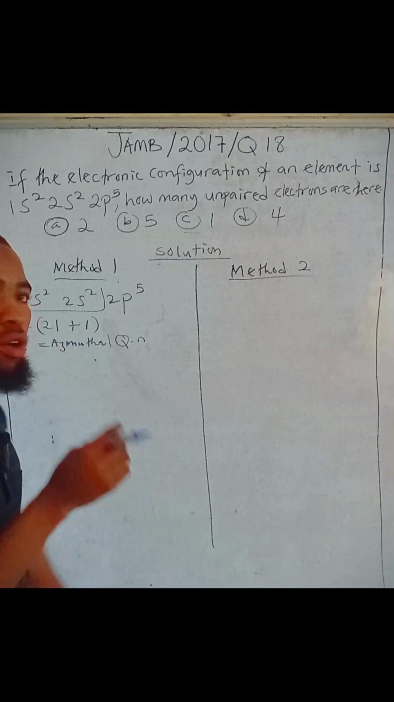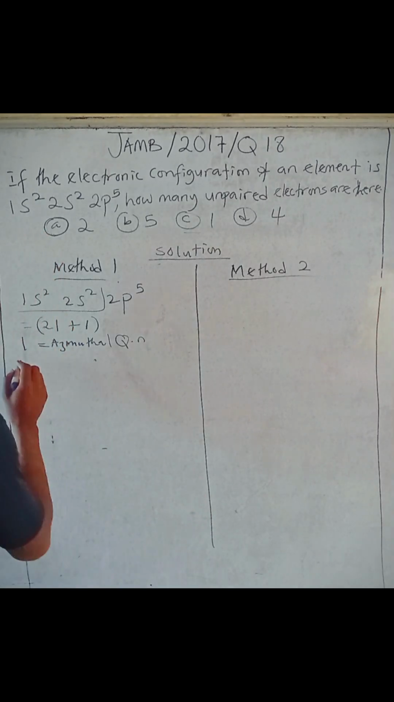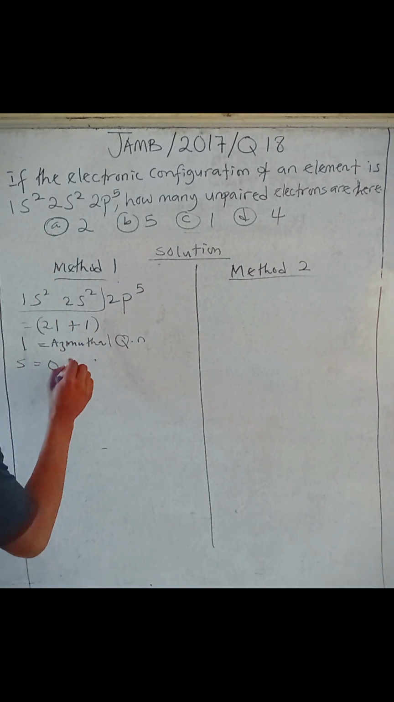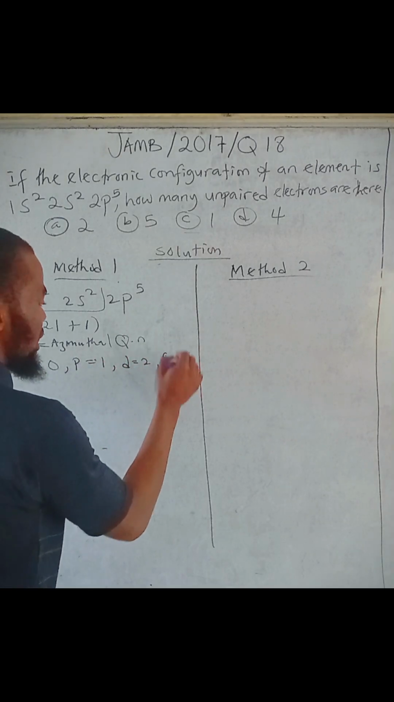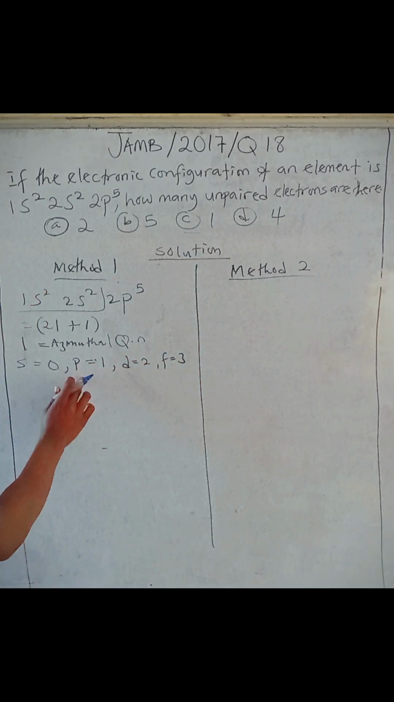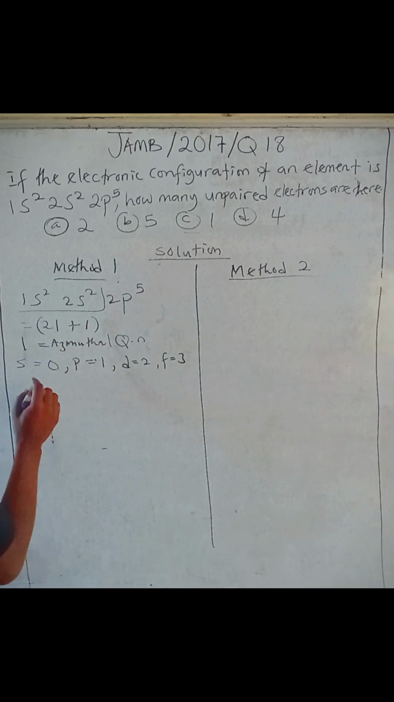Each orbital has its own l value. For example, s is 0, p is 1, d is equal to 2, and f is equal to 3. In this case, you are looking at the p orbital, so you use 1. You have 2 multiplied by 1, plus 1. 2 multiplied by 1 is 2, and 2 plus 1 gives us 3.